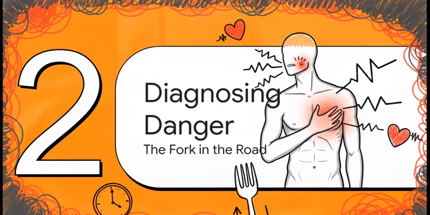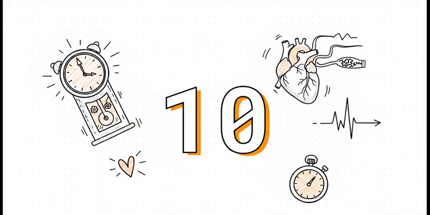Moving right along to part two, diagnosing the danger, the ultimate fork in the road. The biology has crashed. Our patient is presenting with midline anterior chest discomfort. It's radiating to the jaw and arm, and it's been lasting well over 20 minutes. We know we have an emergency on our hands, but to save their life, we have to figure out exactly what kind. The ticking clock starts the absolute second they walk into the hospital.